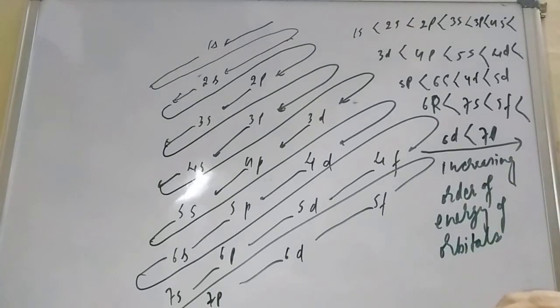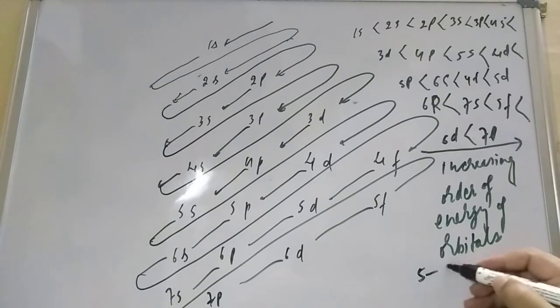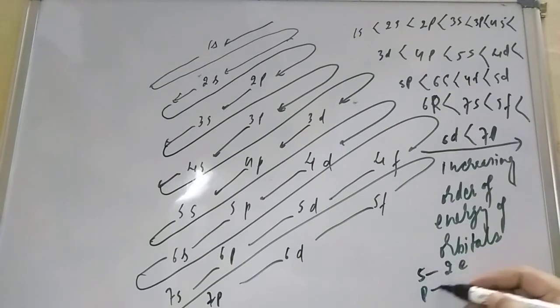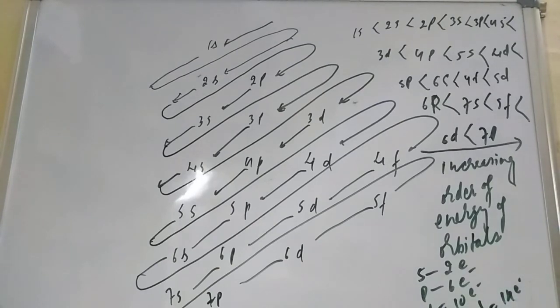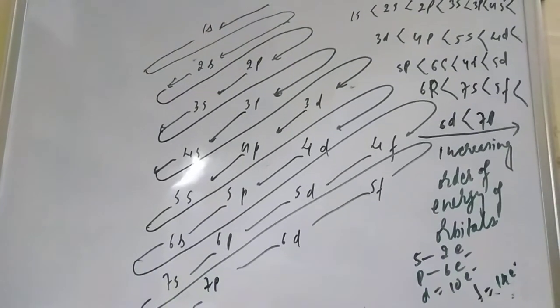One more time I am saying, student: s orbital holds 2 electrons, p orbital a maximum of 6 electrons, d orbital 10 electrons, and f orbital 14 electrons. You have to always keep that in mind when you are going to write the electronic configuration.